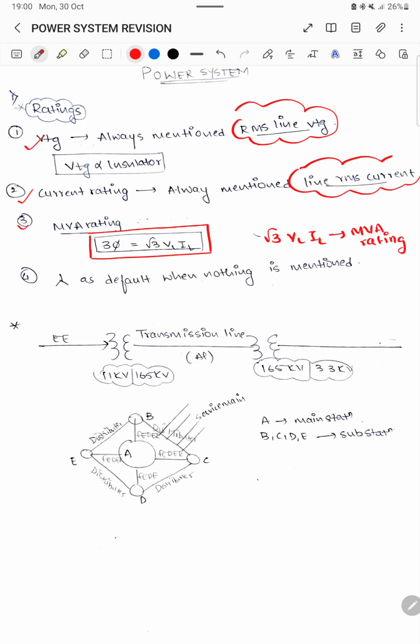Fine. And when nothing is given in the question about whether a system is star connected or delta connected, we will take star as the default case. So let me revise one more time. Ratings whenever given, let it be current, voltage, or MVA ratings, we will consider as line RMS. And root 3 VL IL is what is called the MVA rating, and star would be our default connection.